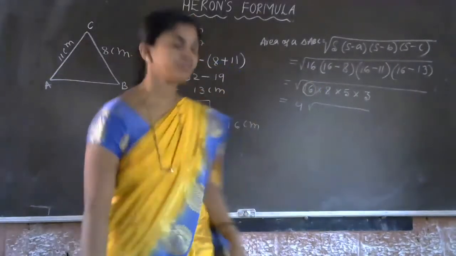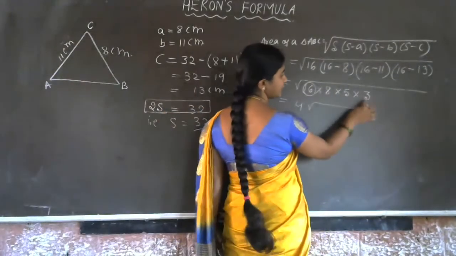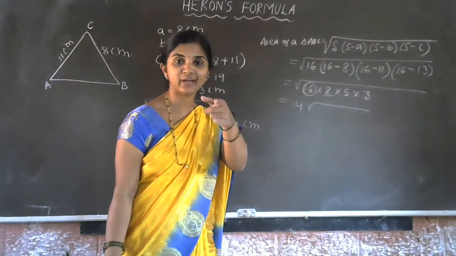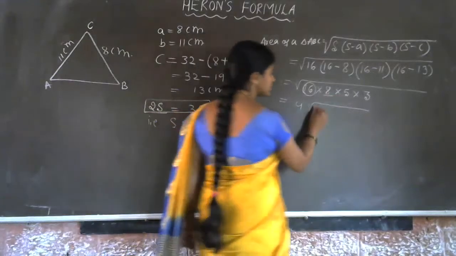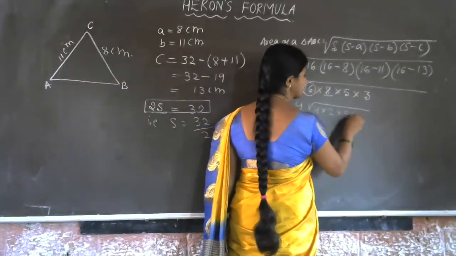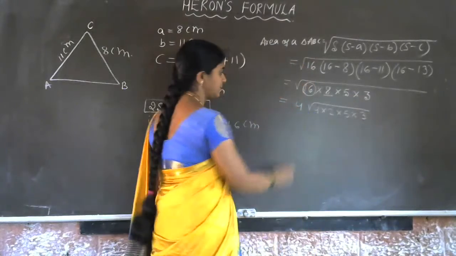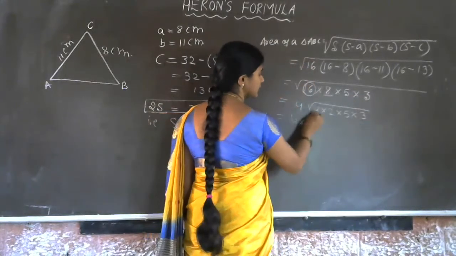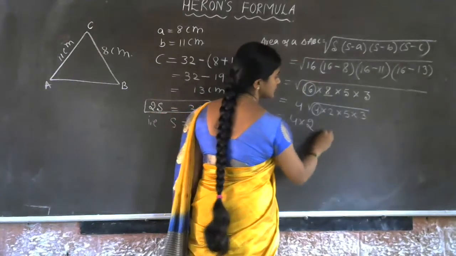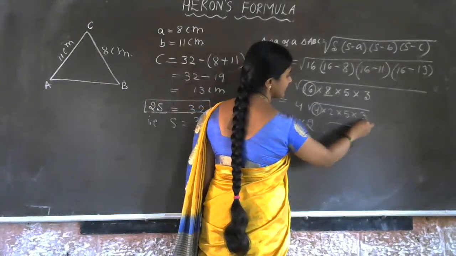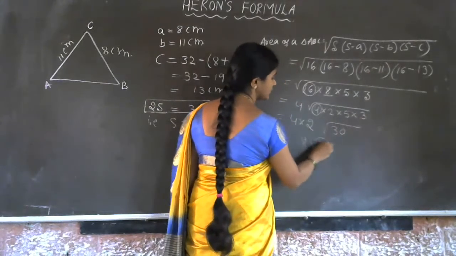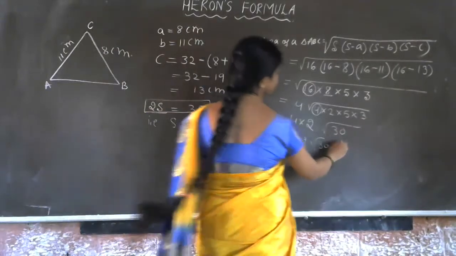So here, 8 into 5 into 3. We can split 8 as 4 into 2, where 4 is a perfect square number. 5 we cannot split, and 3 also is the simplest number. Then 4 comes outside as 2. Next, 5 twos are 10, 10 threes are 30. Therefore 4 twos are 8, so 8 root 30. What is the unit actually?